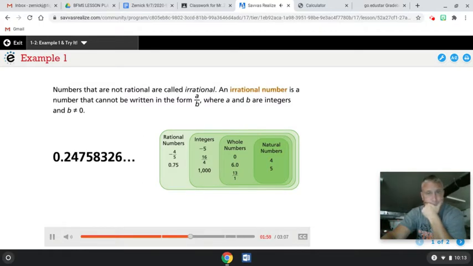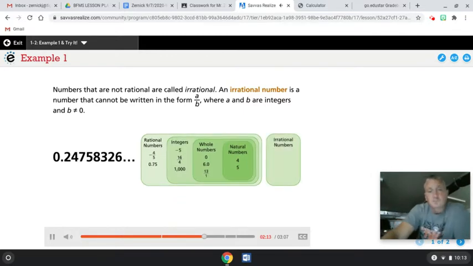Numbers that are not rational are called irrational. An irrational number is a number that cannot be written in the form a divided by b, where a and b are integers and b is not 0. The number 0.247583326, and so on, is irrational because the decimal expansion is non-repeating and non-terminating.